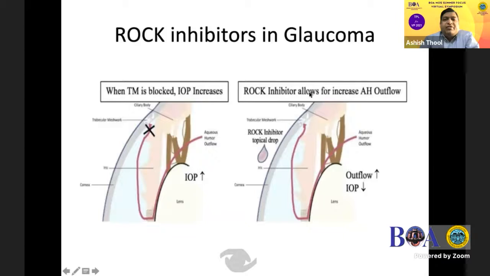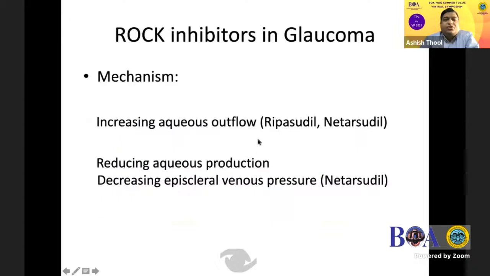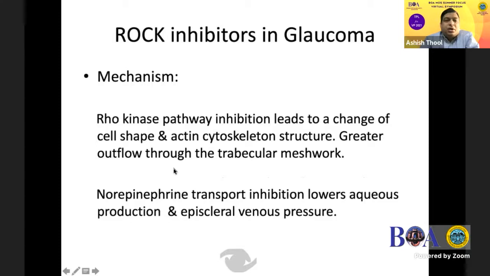So basically, it will increase the aqueous humor outflow by working at the level of the trabecular meshwork. Both the ripasudil and netarsudil molecules mainly work by increasing the aqueous outflow. In addition to that, netarsudil will also reduce the aqueous production and decrease the episcleral venous pressure. So Rho kinase pathway inhibition will lead to change in the cell shape and actin cytoskeleton structure. This would widen the trabecular meshwork beams and allow for greater outflow through the trabecular meshwork. In addition to this, netarsudil, which is also a norepinephrine transport inhibitor, will lower aqueous production and episcleral venous pressure as well.